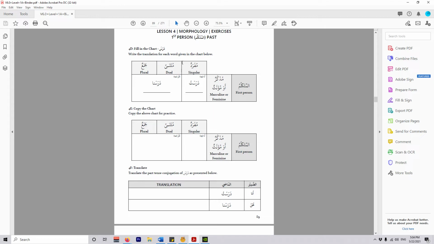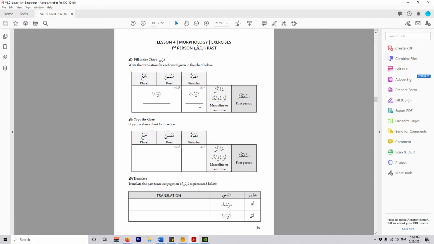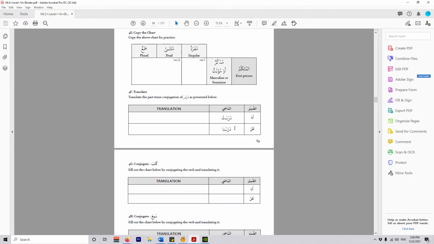So here, this is kind of review for the section where you went over the past tense verb darasa. And so you have darastu or darasna. And so this is plural or dual, singular. So what's the translation of darastu? I studied. Darasna, we studied. And so it's just kind of like making your own chart here to understand how that works.